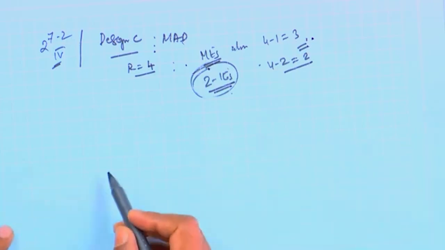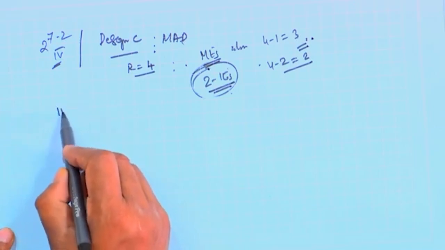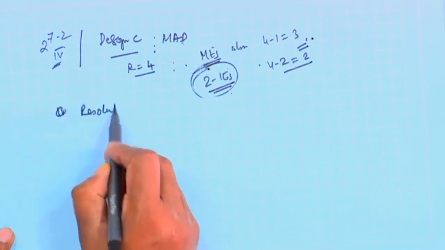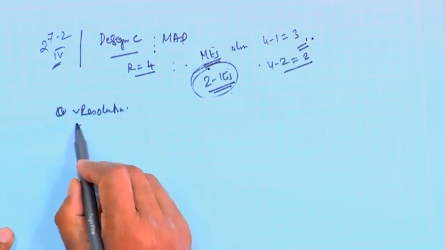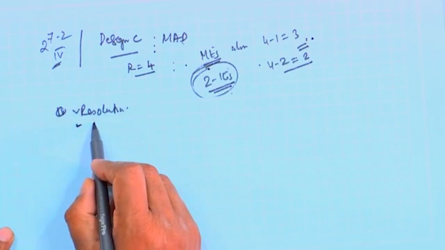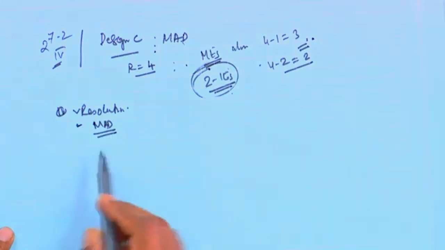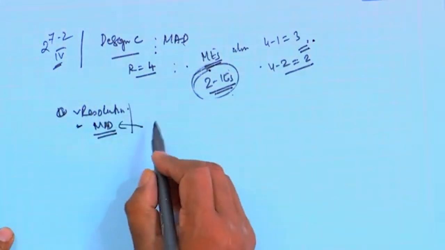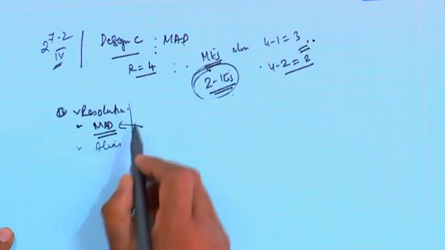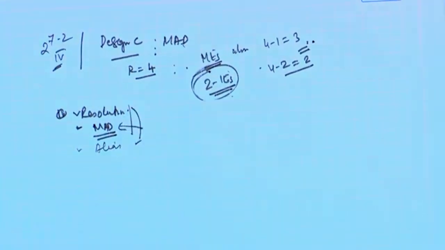So, essentially for choosing a design you look at the resolution, and another one is the minimum aberration design, MAD. Alias structure plays a significant role. Same resolution with different alias structure is possible. So, if the resolution is the same, then see which alias structure is giving the least aliasing, okay. And finally, choose the minimum aberration design.